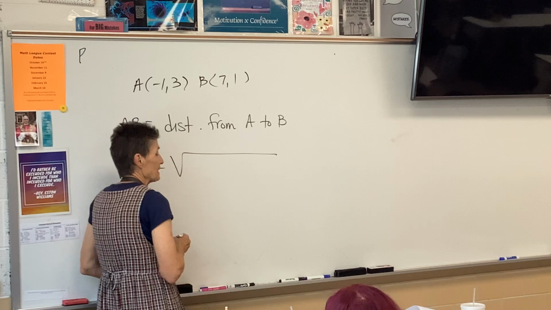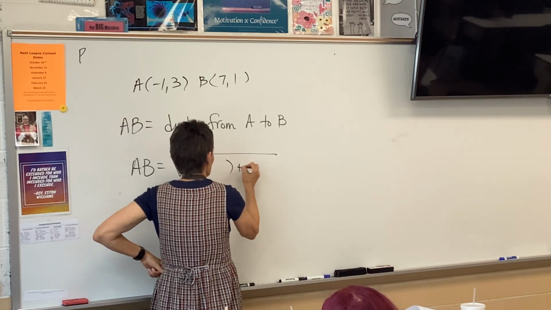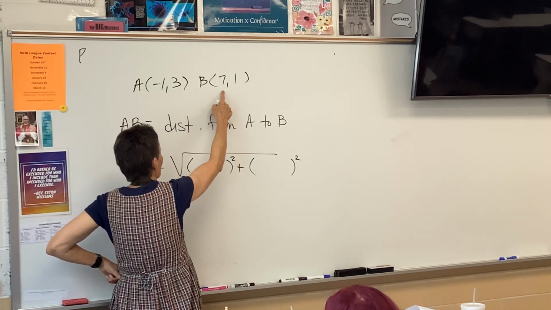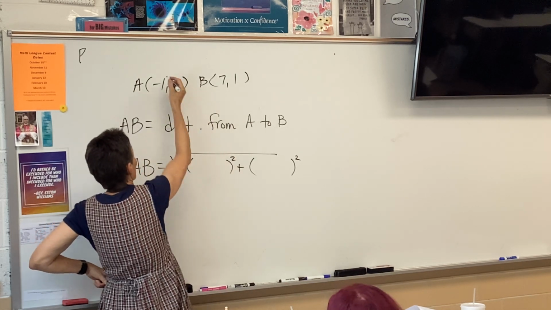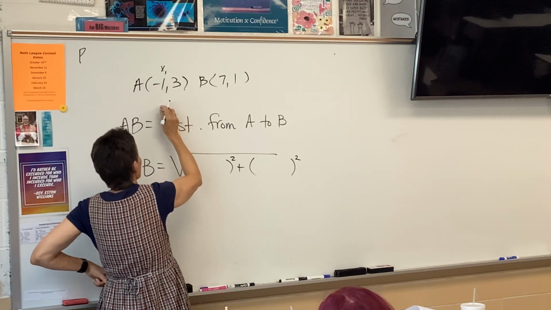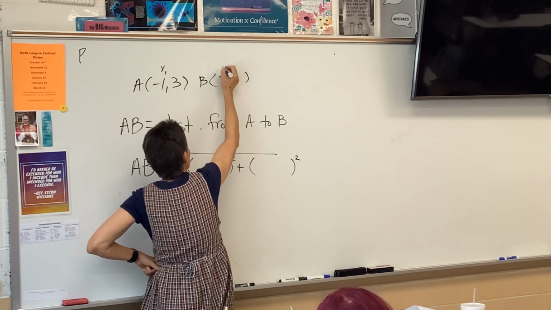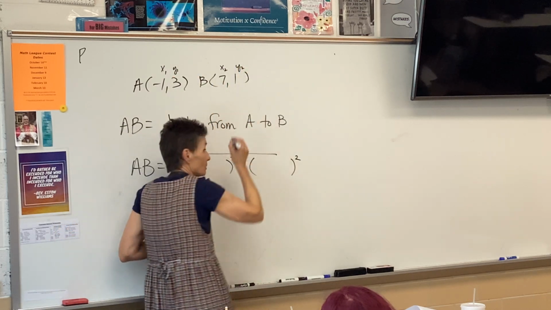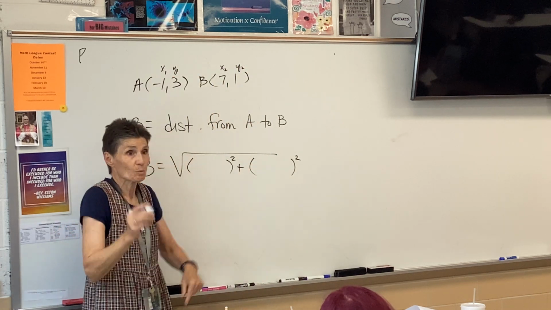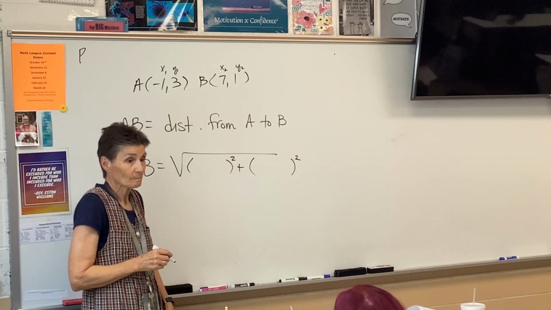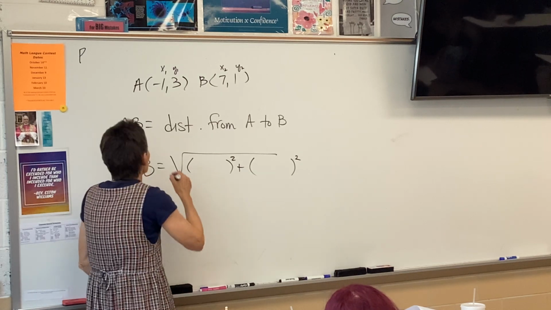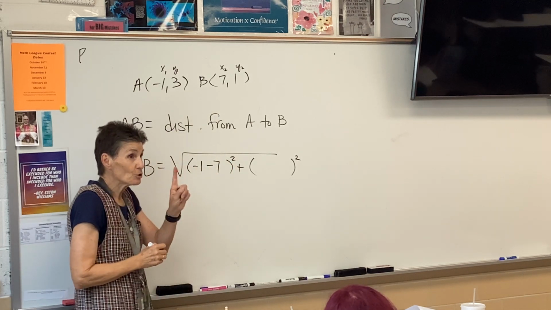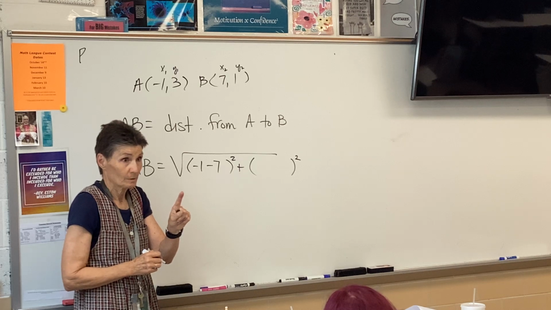All right, let me give you a little hint here. To find this, you are going to subtract your x's. So you can label these however you want. I'm going to call this one point 1. So this is x1, and this is x2, and this is y1, and this is y2. So it's always x's with x's and y's with y's. Okay? So I'm going to do -1 minus 7. You can do that in either order.